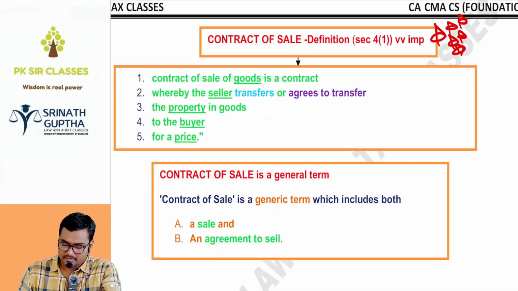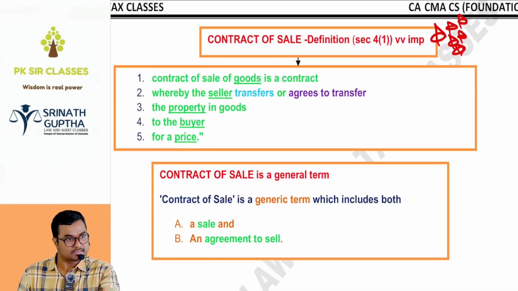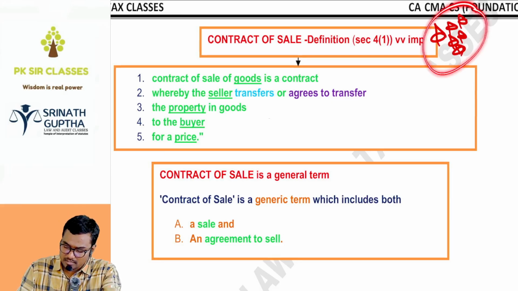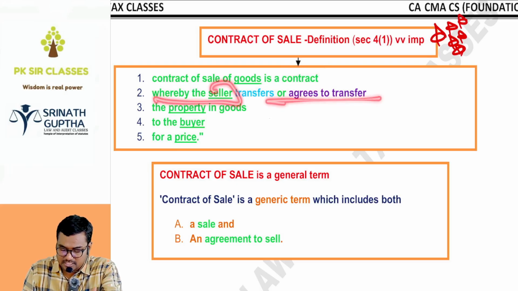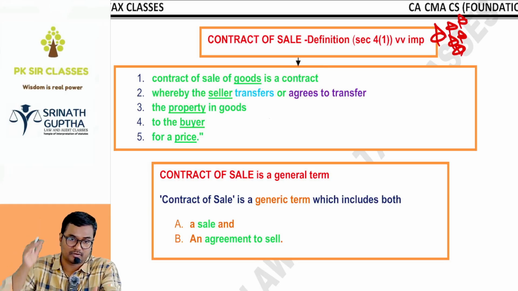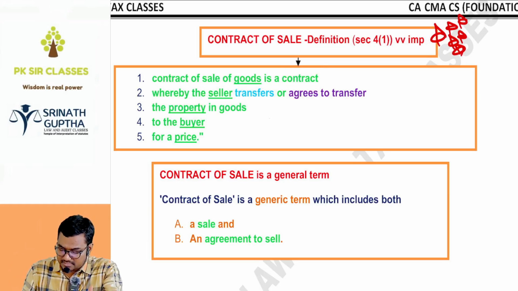Next, this one is very important. Contract of sale, Section 4. He is asking it in the exam, better star it, 5-star. In the exam, he will ask different contract of sale questions and it's essential. So a contract of sale is a contract whereby the seller transfers or agrees to transfer property in the goods to the buyer. Contract of sale is a generic term. Generic means general term. Contract of sale includes both sale and also the agreement to sell. These two are included in the contract of sale.